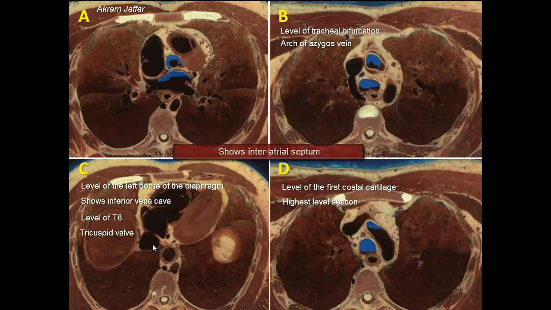Which of the sections shows the interatrial septum? So we have to look at a section that shows both atria, and it is this section. This one only shows the right atrium, but this one shows the right atrium and the left atrium. This is the left atrium that forms the base of the heart. It's the posterior chamber of the heart. And here is the interatrial septum between the left atrium and the right atrium.